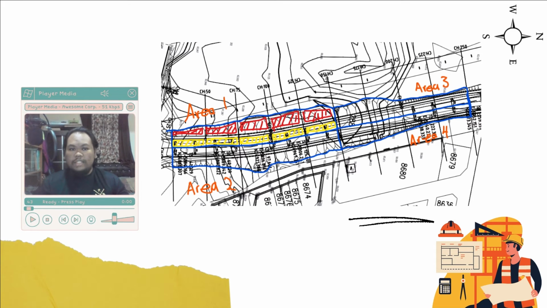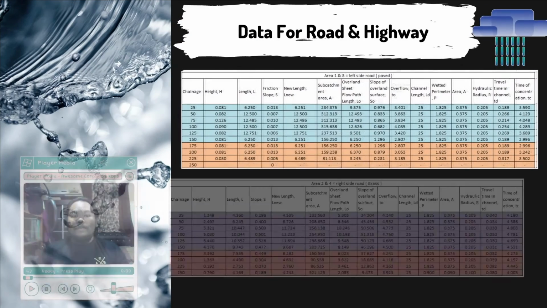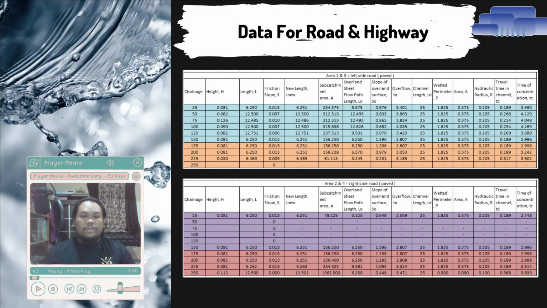For this project, the study area is divided into 4 sections, which are area 1, area 2, area 3, and area 4. This is to make the calculation process among the group members more efficient and to find an effective way to solve the problem as well as design the drain in the study area. The data that we collected are shown in the form of a table.